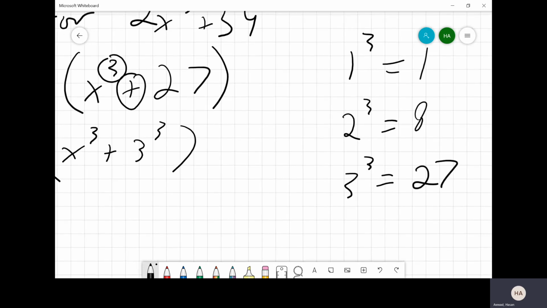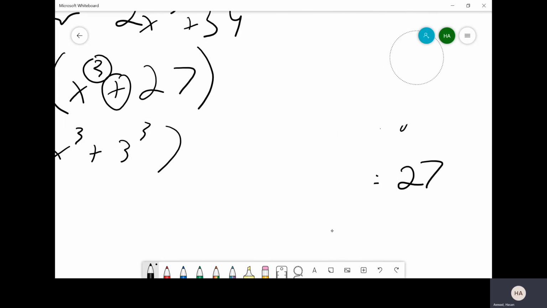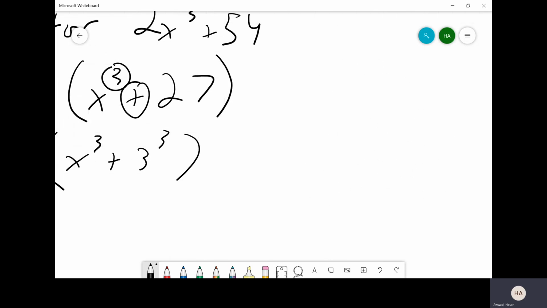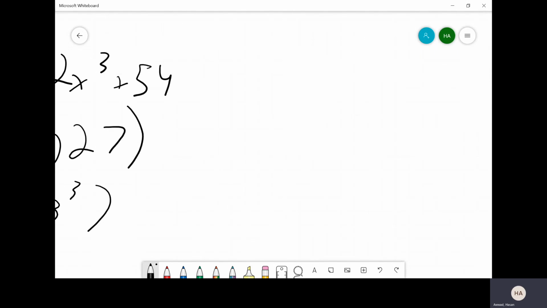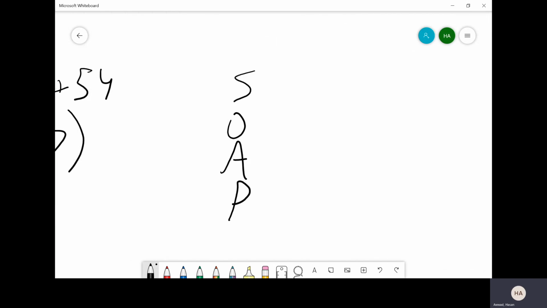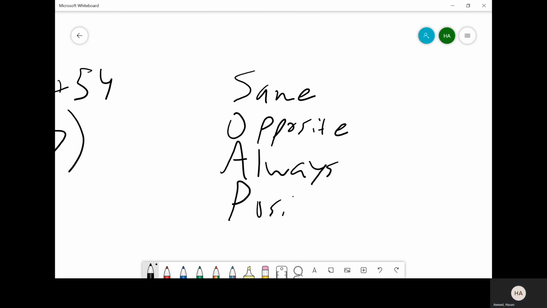And I want to mention something that I don't think I mentioned in the last lecture, and it will make your life a little bit easier when trying to remember how to factor sum of cubes and also how to factor difference of cubes. And it is with the acronym SOAP. So SOAP. Okay, what does SOAP stand for? SOAP stands for same sign, followed by the opposite sign, and then always positive.